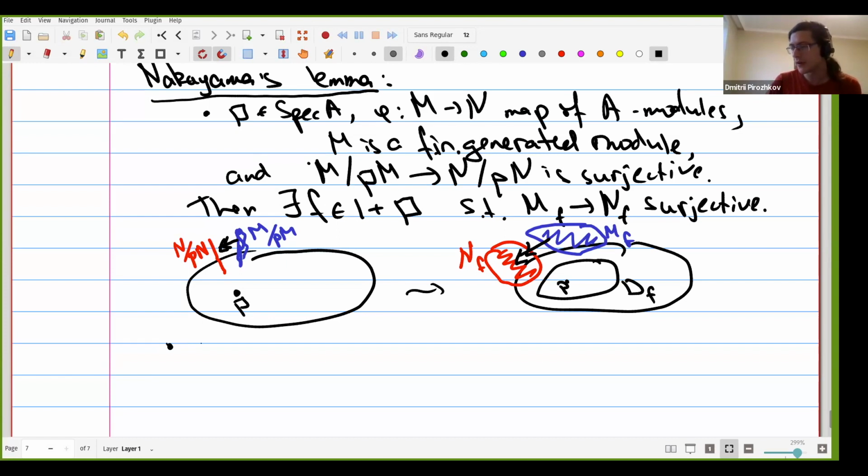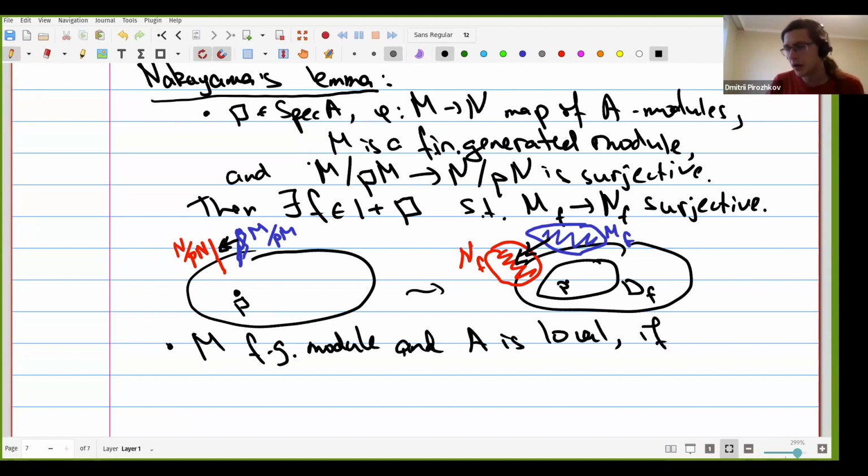For example, the classic and simple version is that if M is a finitely generated module and A is local, recall that a local ring is the one with a unique maximal ideal, and if multiplication by this ideal doesn't produce a proper submodule of M, but instead M itself, then you can conclude that M is equal to 0.